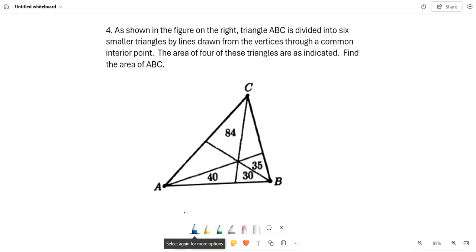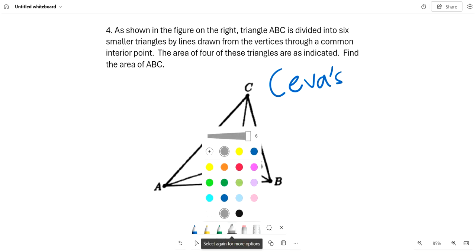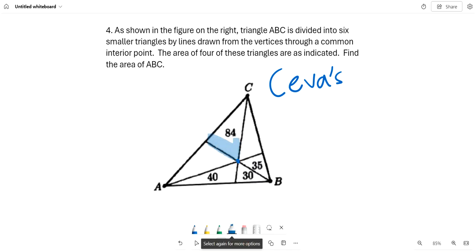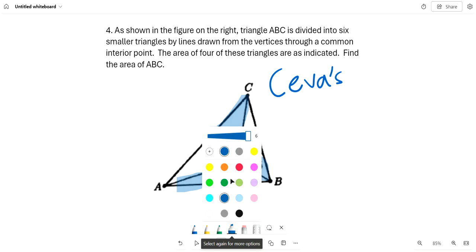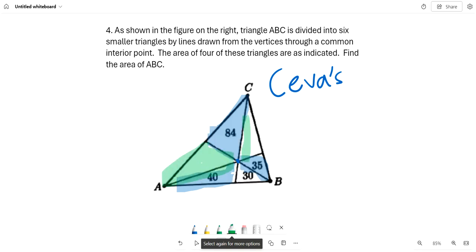So we can start by using something called Ceva's theorem. It says that if 3 cevians, which are just segments in a triangle from a vertex to the other side, meet at one point, which is here, then that means that the area over here times the area over here times the area over here equals the other 3 areas made. So it's just like that.